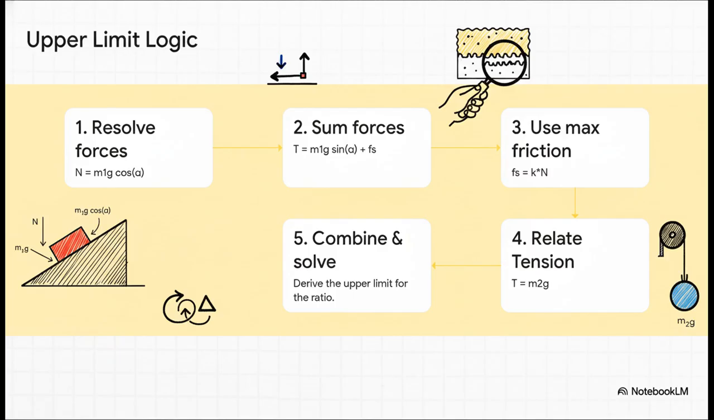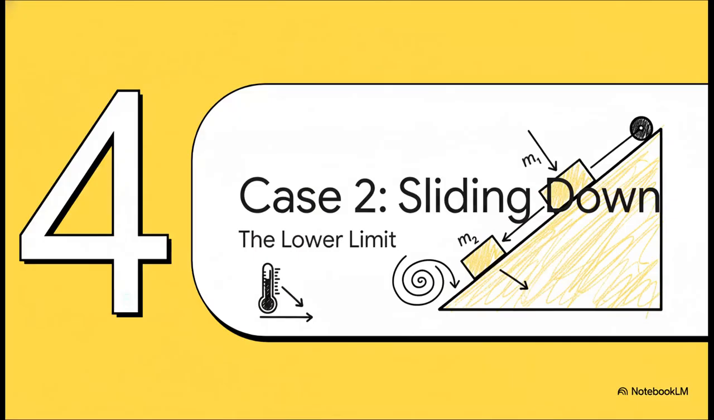Now we just plug in what we know for T and Fs, do a little algebra, and bam, we get the upper limit for our mass ratio. So we found our upper boundary. Now let's go to the other extreme. What's the absolute smallest M2 can be before M1 starts sliding down the incline all on its own?